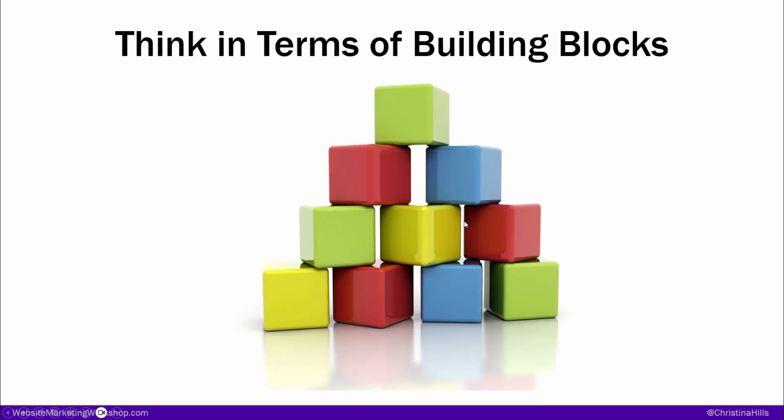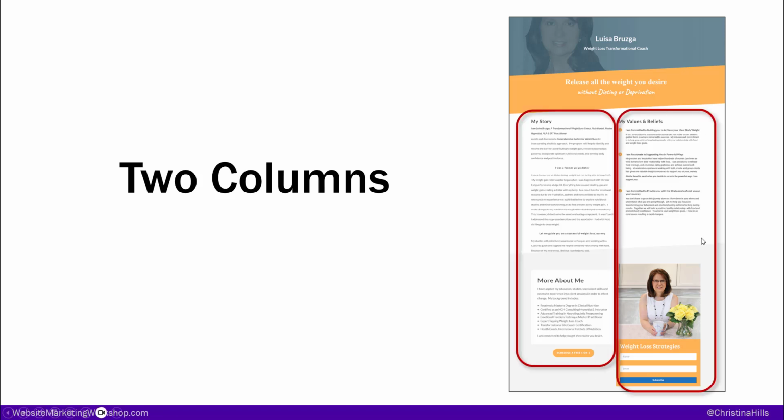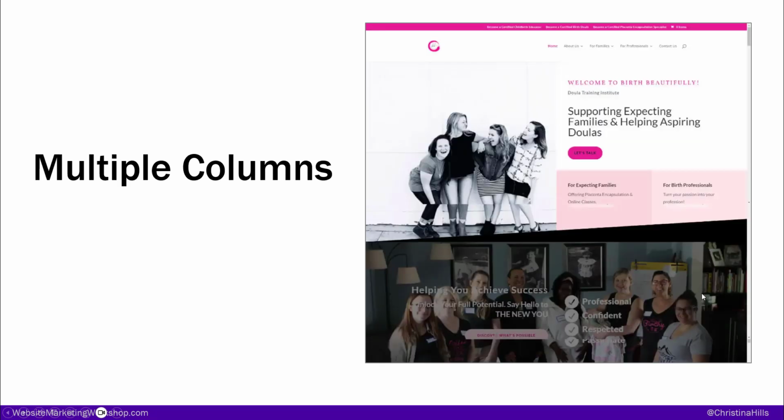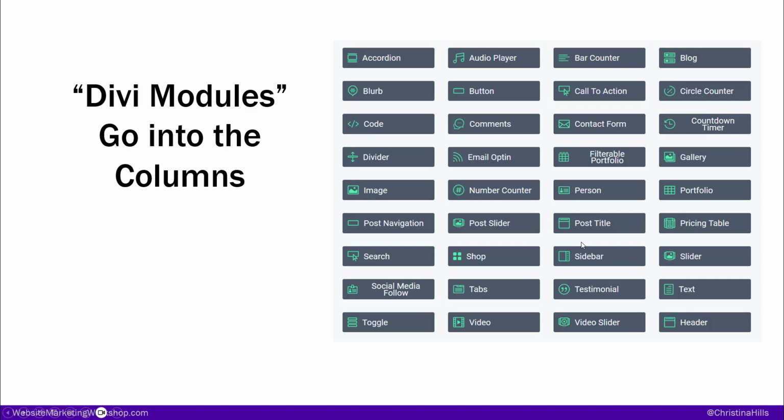So you want to think in terms of building blocks, right? This site is a screenshot of one of my students. She has 2 columns here. This other gal used the same design, which are called layouts, and I'll talk about that as we go along. This has multiple columns. So with Divi, the Divi modules, quote unquote, go into the columns.